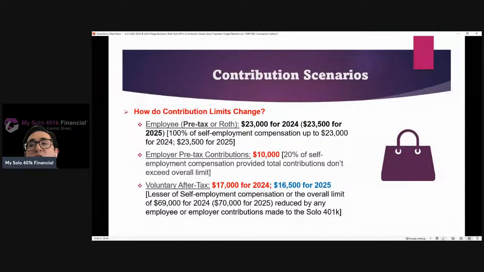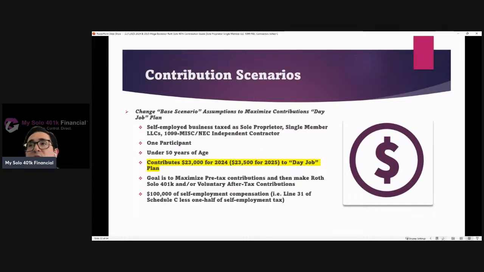This is a good illustration of how the total amount of contributions to the plan cannot exceed the lesser of self-employment compensation or the overall limit. Here, self-employment compensation is less than the overall limit. So for 2024, they're going to be able to do the difference up to $50,000, in other words, $17,000 as a voluntary after-tax, and then move those funds over to the Roth solo 401k. For 2025, they're going to be able to do $16,500 as a voluntary after-tax and move those funds over to the Roth solo 401k.